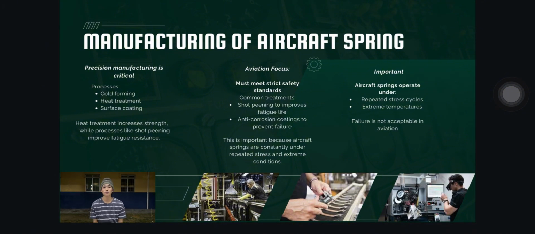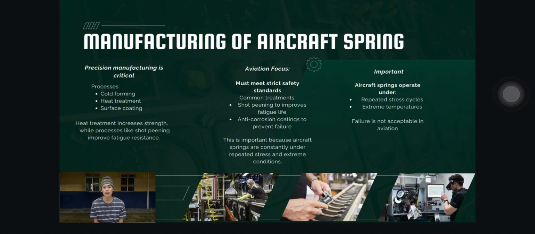This process improves the strength and elasticity of the material, allowing it to handle repeated load without permanent deformation. Another important process is surface finishing. These include techniques such as coating or plating to protect the spring from corrosion, especially since aircraft operate in harsh environments like high humidity, temperature change, and exposure to chemicals.